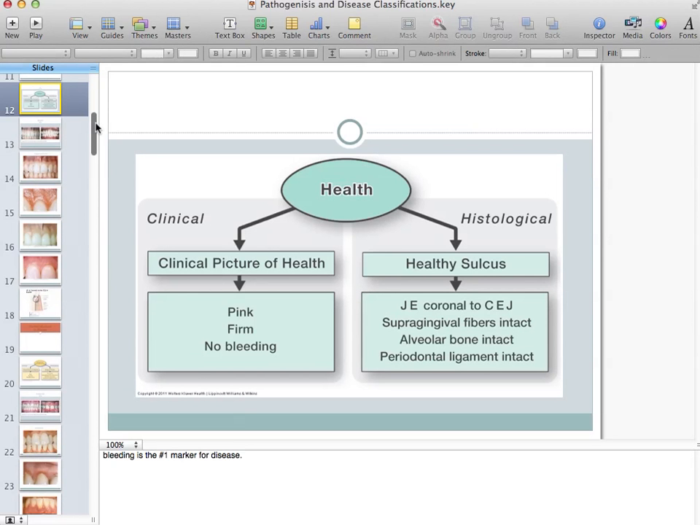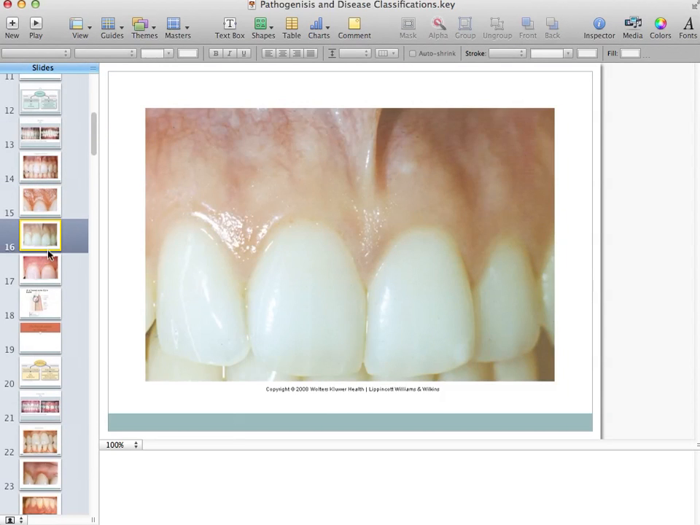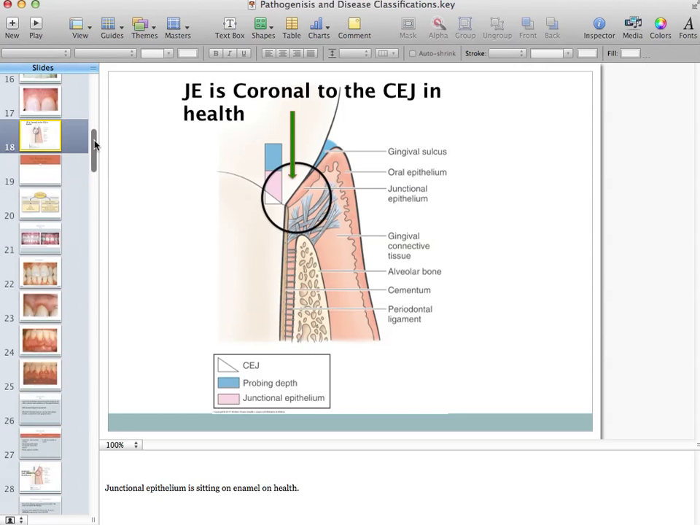What's the number one indication of disease? Bleeding. So here's the healthy mouth. Healthy gingiva, pink and stippled, no bleeding, no inflammation. Reminder, junctional epithelium is coronal to the CEJ in health, which means you have the CEJ right here, cemento-enamel junction of the cementum and the enamel, and then you have junctional epithelium, and that's above the CEJ. So, CEJ, junctional epithelium is above it, or coronal, towards the crown of the tooth. That's good, healthy.